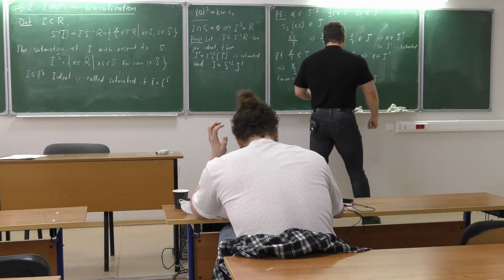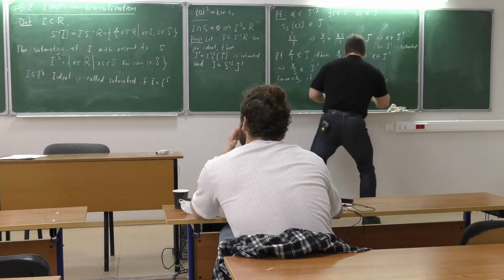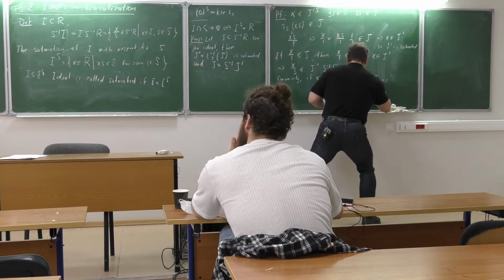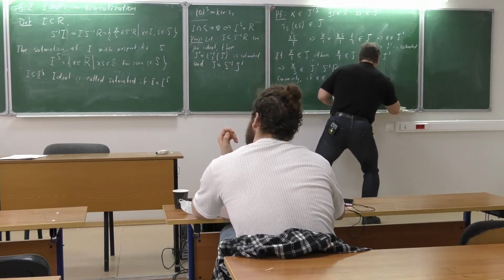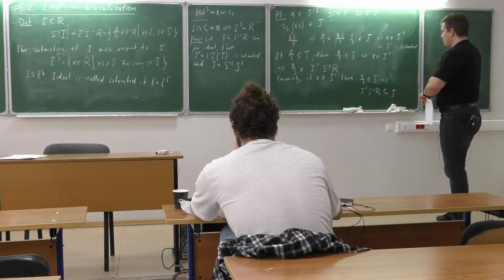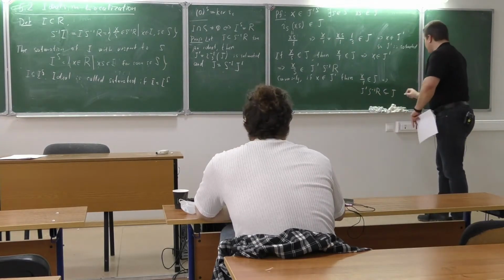But if x over 1 is an element in J, I can immediately see that J prime times the localization of the ring is contained in J, just because I know that J is an ideal. And that's the end of the proof.